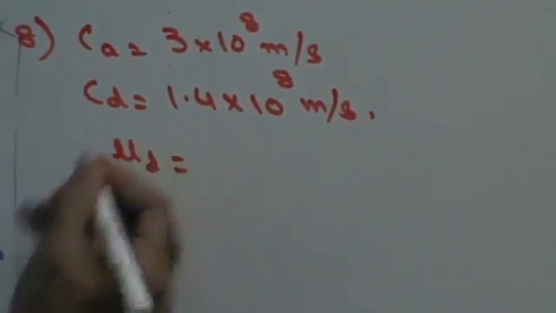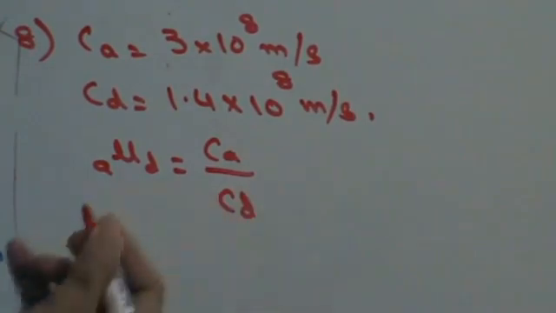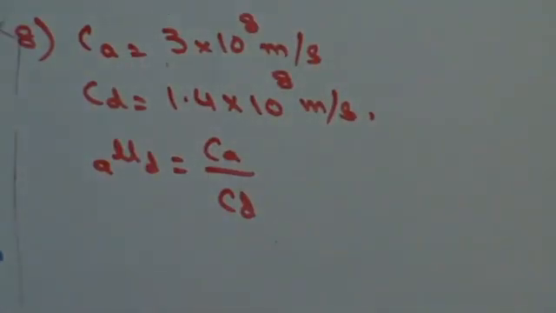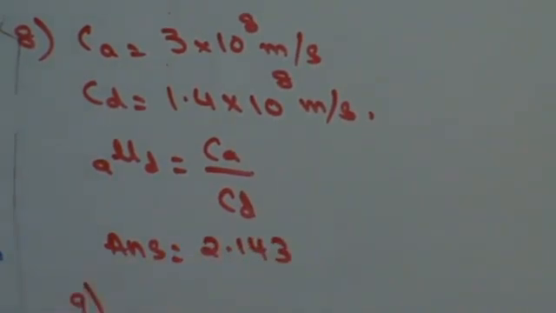Now, refractive index of diamond with respect to air is velocity in air upon velocity in diamond. Straightforward sum. All you need to do is just substitute the values and get the answer. You should get the answer for this as 2.143. Next, let's see another sum, guys.